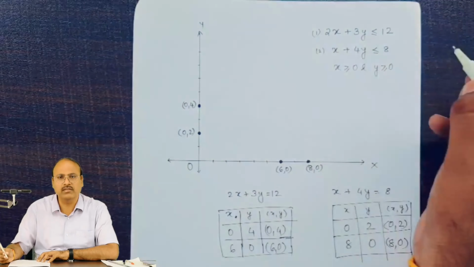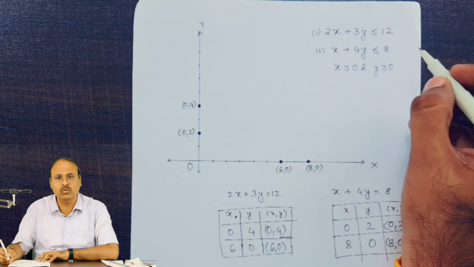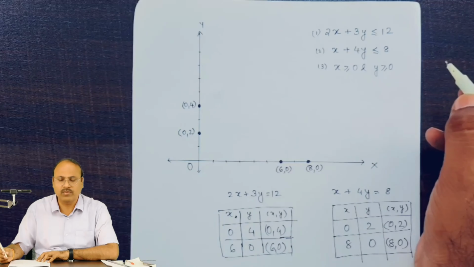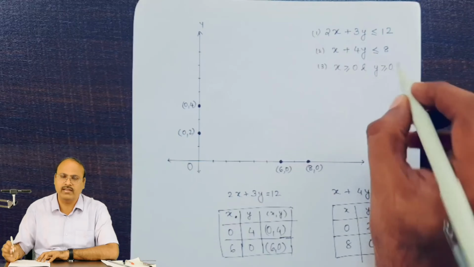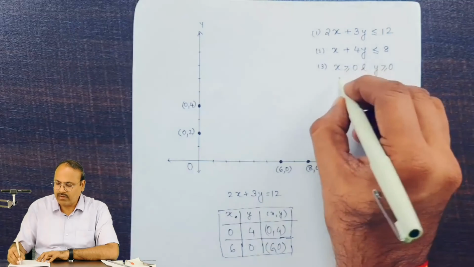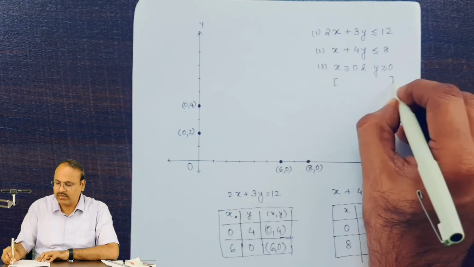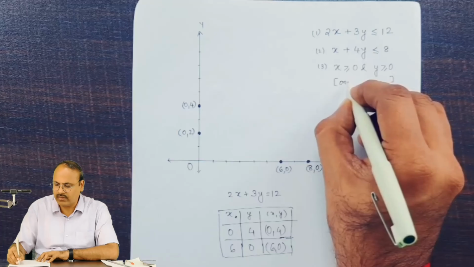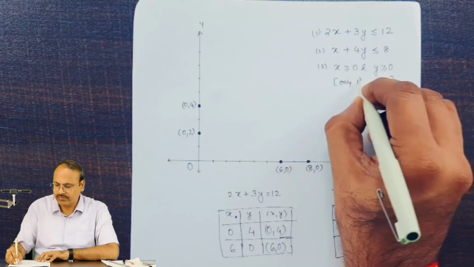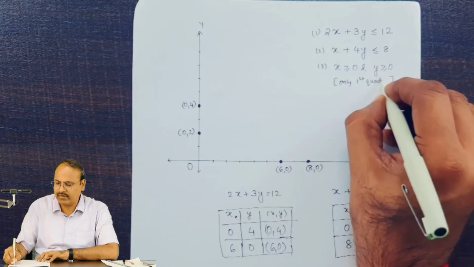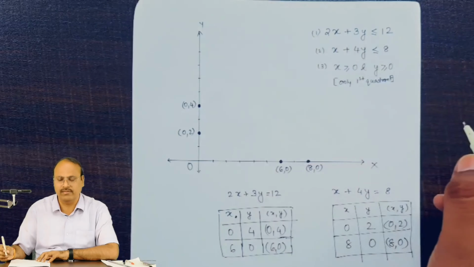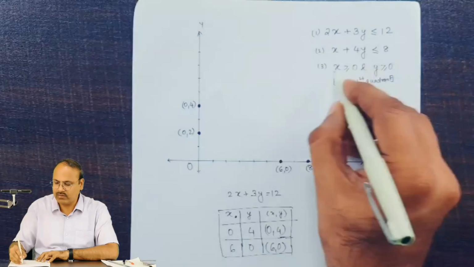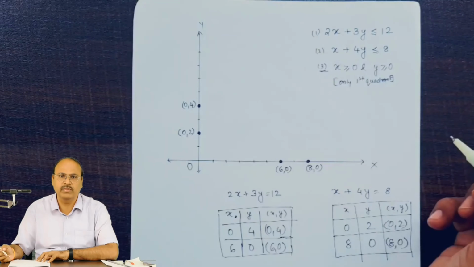The second inequation is x plus 4y less than or equal to 8. And the third is the non-negativity condition of the linear programming problem, x greater than or equal to 0, y greater than or equal to 0. We should always remember that the non-negativity condition means the graph is only in the first quadrant. So both x and y values are non-negative. That is this first quadrant of the xy plane, and that is what the non-negativity condition means to us.